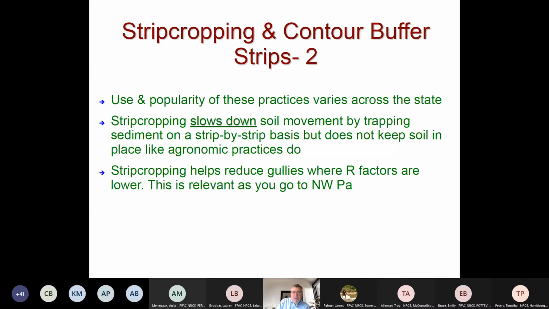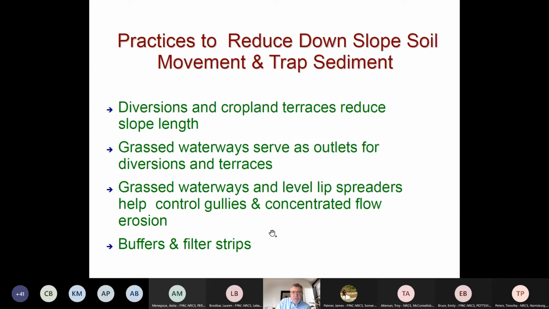Strip crops can help reduce the presence of gullies where the rainfall intensity is lower. So in Pennsylvania, up in Northwest Pennsylvania, we have lighter rainfall. It's possible to adopt strip cropping and buffer strips to help reduce the occurrence of gullies. Practices that slow down the soil movement and trap sediment are diversions and cropland terraces, which I know you've become somewhat familiar with in some of the other boot camp trainings.